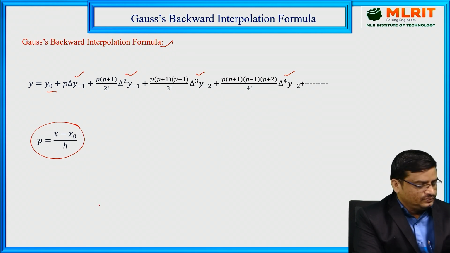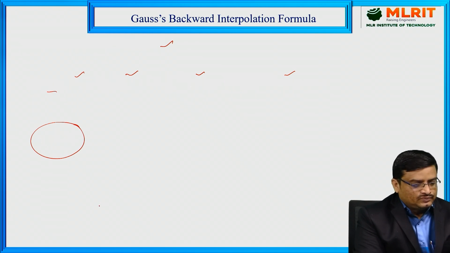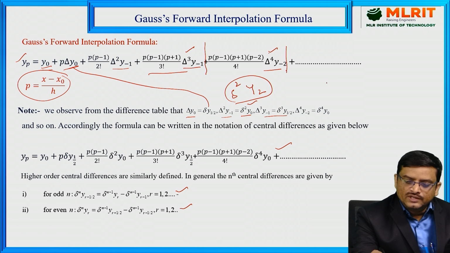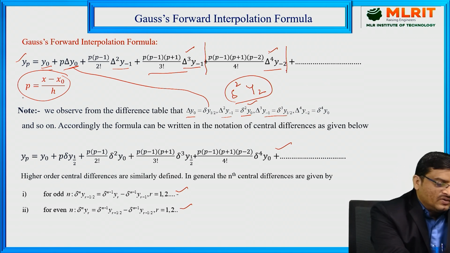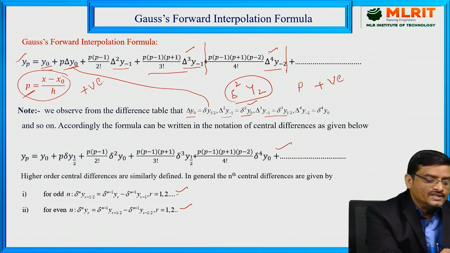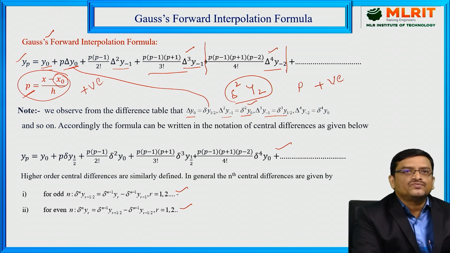So now whenever we want to apply this Gauss forward and Gauss backward interpolation, whenever we want to apply this Gauss forward interpolation, whatever the value we get for p, that p value must always be a positive value. So here the p value must be positive. According to that, we have to consider our x naught value whenever we want to apply this Gauss forward interpolation.